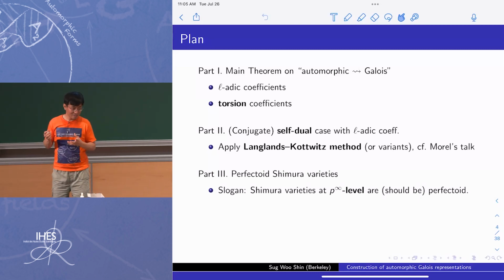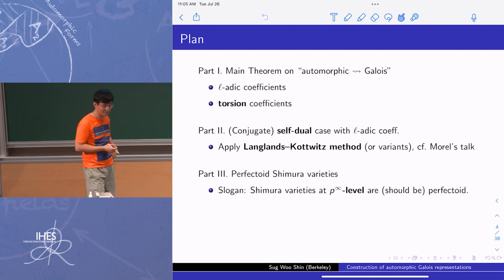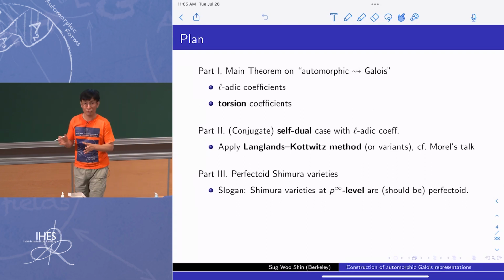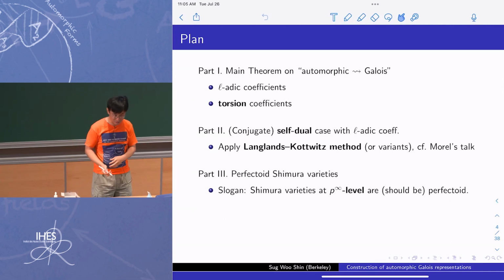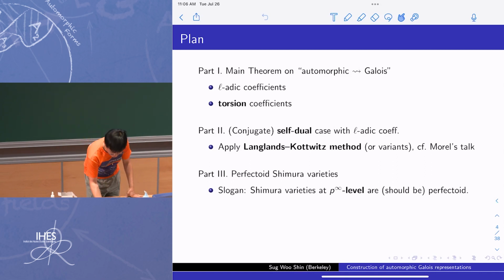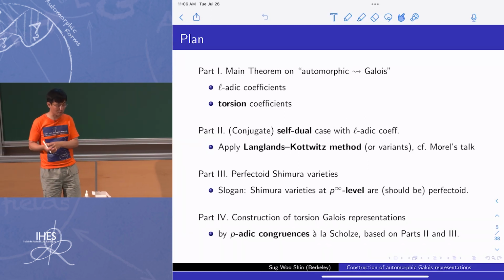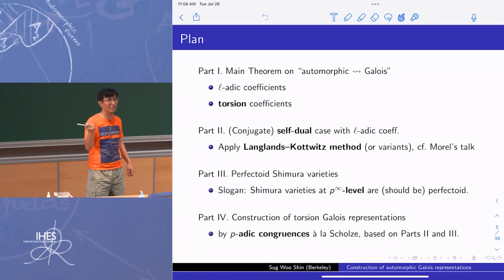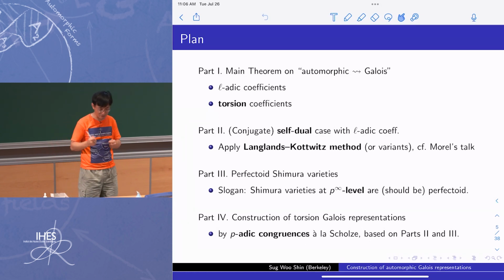In short, we are going to see that Shimura varieties at p to the infinity level are perfectoid, or should be perfectoid in generality. We are going to see Hodge-type Shimura varieties, but something like this should be true in general, even for non-abelian type. This is the slogan, or principle, if you like. And the last part is on the construction of the torsion Galois representation using results from parts 2 and 3. And here the key word is p-adic congruences. That's how you reduce to what's already proven.